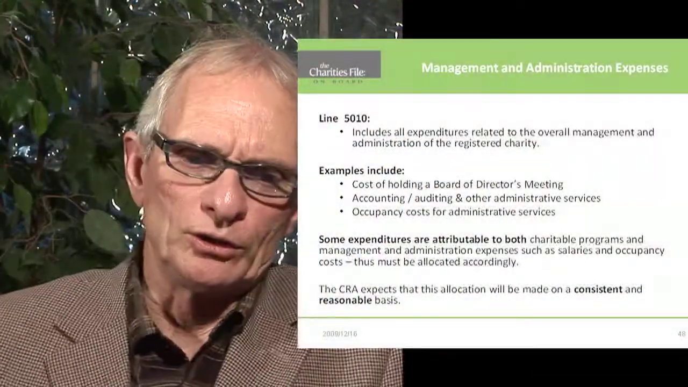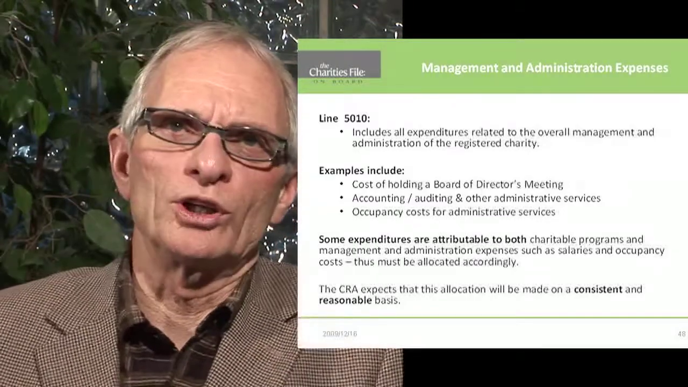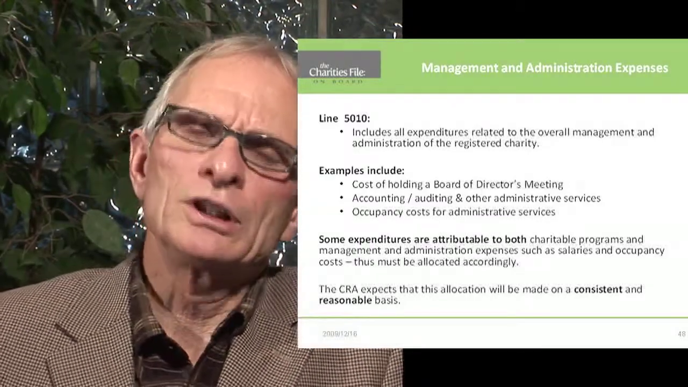And so the allocation of expenditures to these categories is really critical in terms of the calculation of what we call a disbursement quota. Because ultimately, a charity needs to make sure that most of its resources are directed towards the first line, the charitable programs, not the other lines that exist within the information return. This could include the cost of holding a board meeting or accounting or auditing or occupancy costs for administrative services.